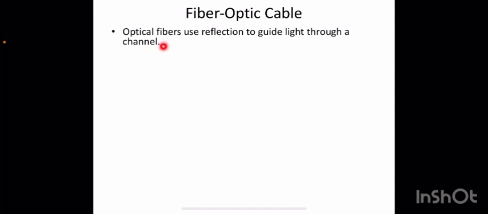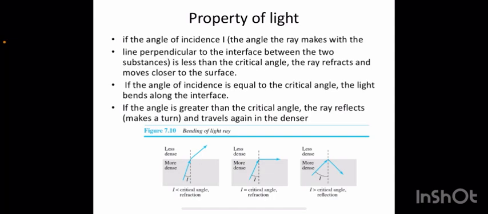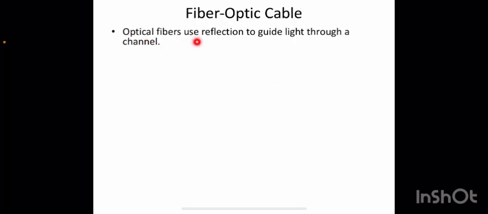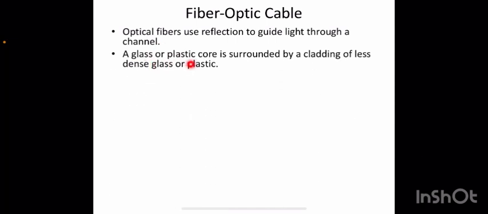So optical fiber uses reflection. The third case, right? When we move the light, it comes along the same material without going out. So optical fiber uses reflection to guide light through a channel. A glass or plastic core is surrounded by a cladding of less density. So the inner core will be more dense and outside we have a cladding which is less dense. Of course, when the light moves at an angle greater than the critical angle, the light moves only through the core without going out to the cladding.